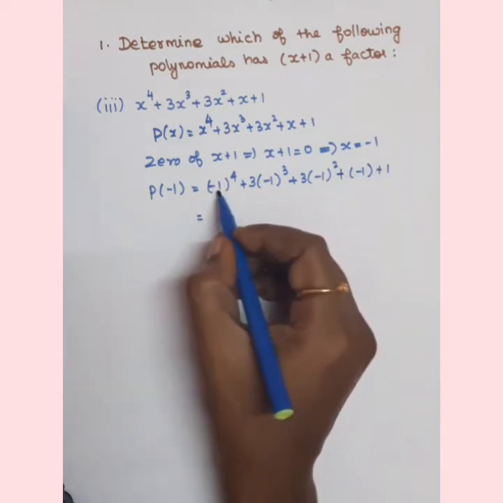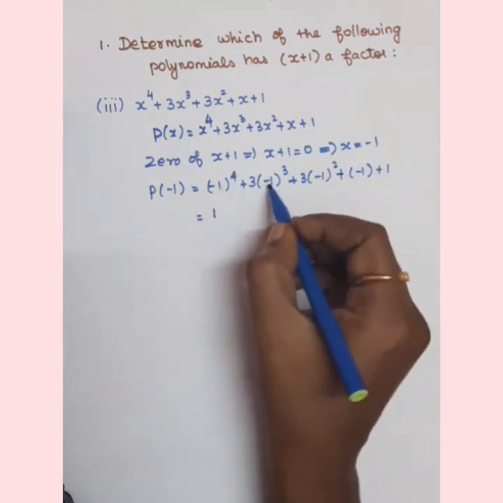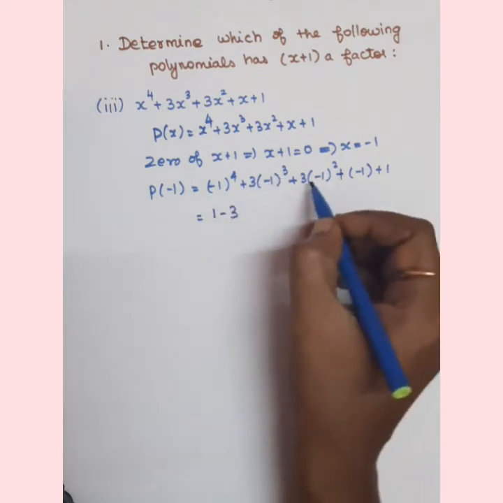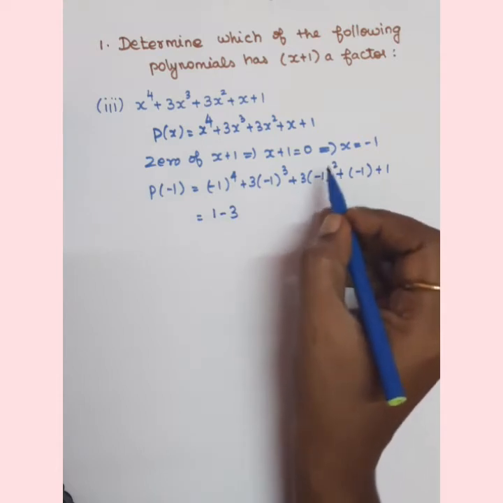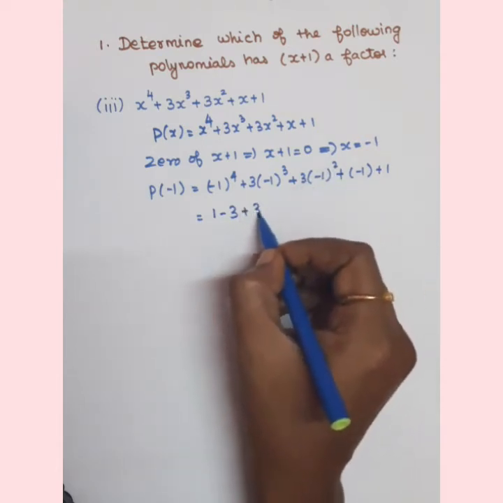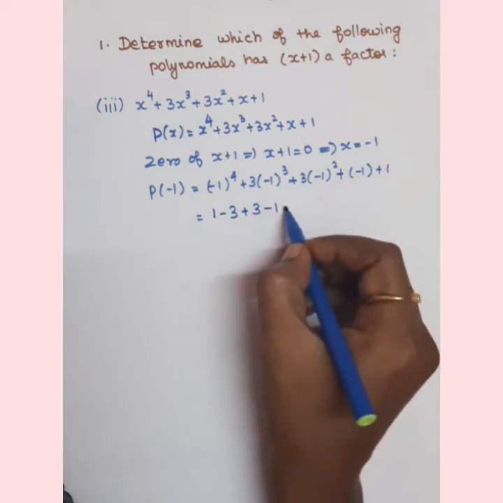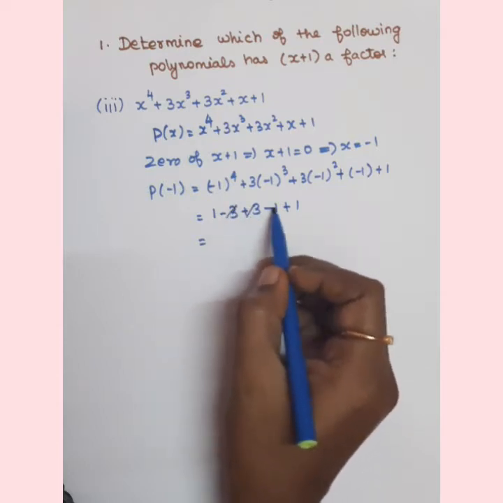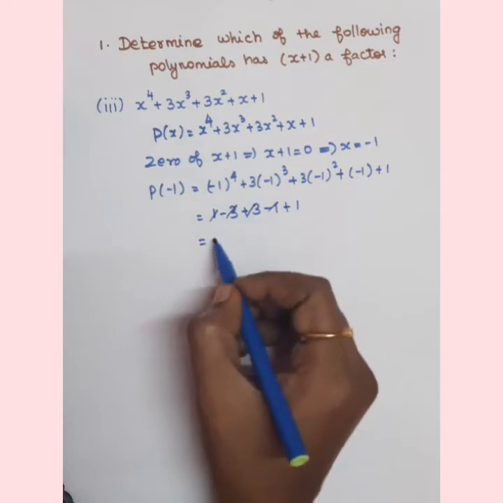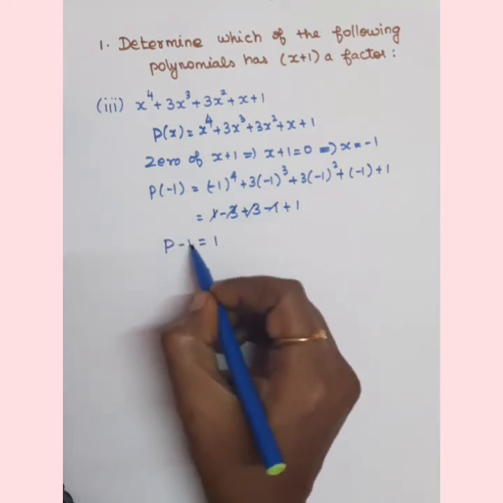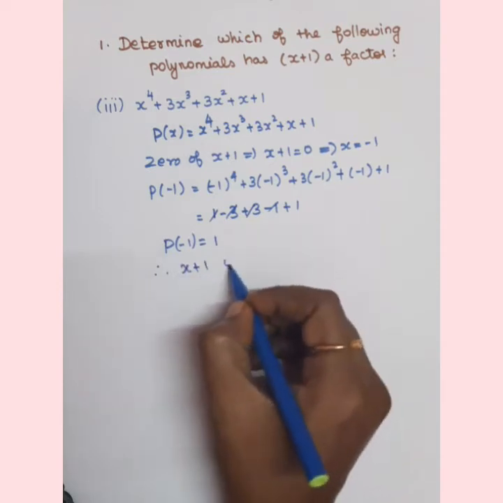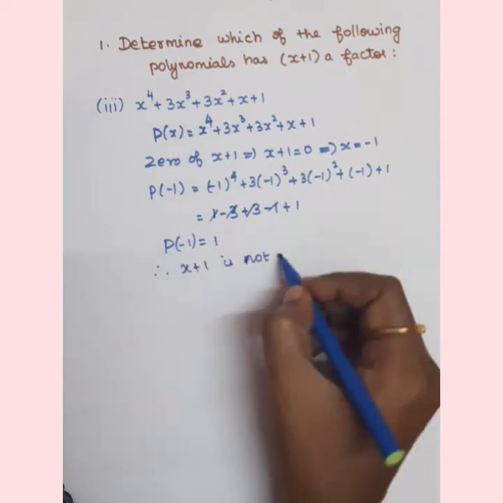So minus 1 to the power 4 is 1. Minus 1 cube is minus 1. Minus 1 into 3 is minus 3. Minus 1 squared, you will get 1. 1 into 3 is plus 3. Here minus 1 plus 1. So minus 3 plus 3 can cancel. Minus 1 you have plus 1. So the remainder is 1. Therefore x plus 1 is not a factor.